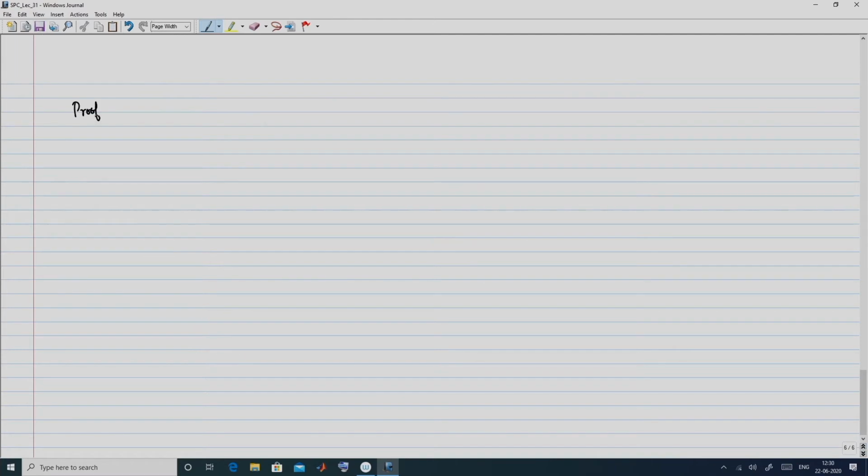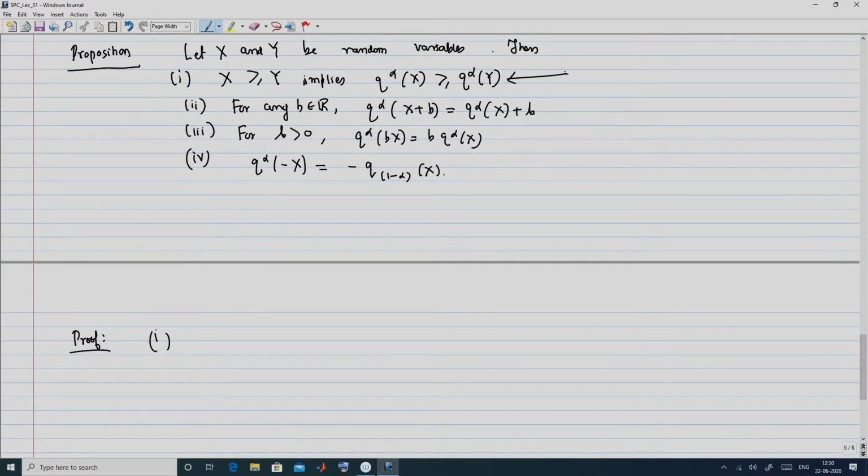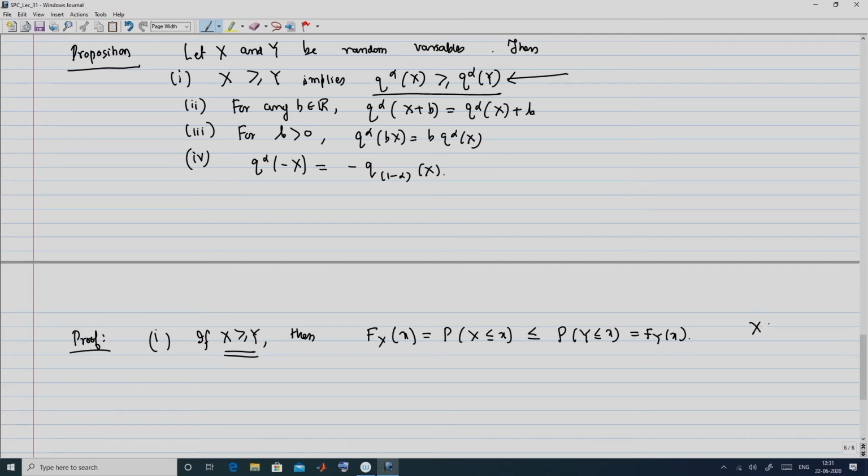So, let us start doing the proof of this. The first proof: what is the assumption in the first result? That x greater than or equal to y implies that this quantile relation holds. In order to prove this result, I will need to make use of the CDF. So, f x of x, by definition, is the probability that x is less than or equal to x, and this probability is going to be less than or equal to the probability of y less than or equal to x, which is f y of x. And the reason is the following: if x is less than or equal to x, then automatically y is less than or equal to x.